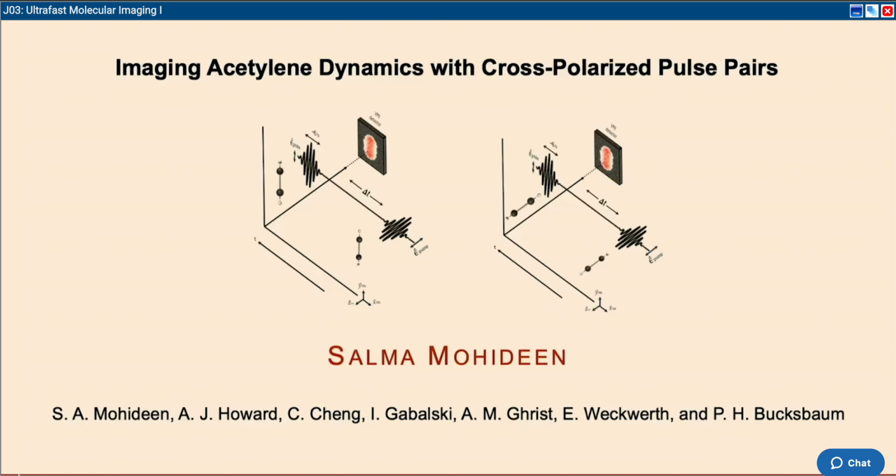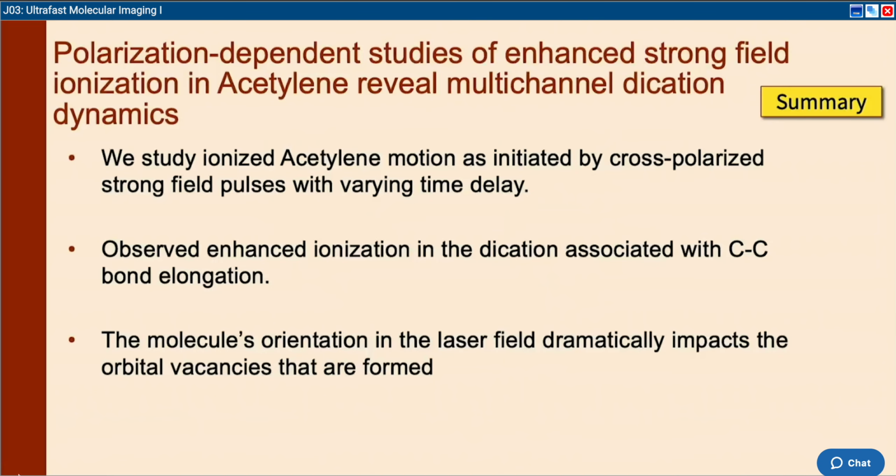Our study was imaging acetylene dynamics with cross-polarized pulse pairs. We did a polarization-dependent study of enhanced strong field ionization in acetylene, and it revealed multi-channel dication dynamics. In our study, we did a pump probe with a cross-polarized pair of pulses with some varying time delay between them. One of our main observations was that enhanced ionization occurs in the dication state of acetylene, and we associate this with carbon-carbon bond elongation. Also, we found that the molecule's orientation in the laser field has a dramatic impact on which orbitals become vacant.